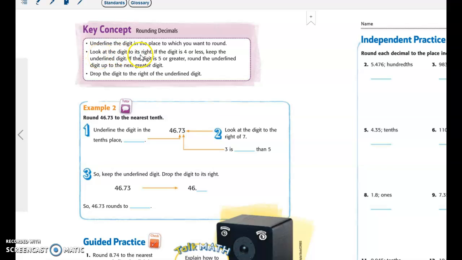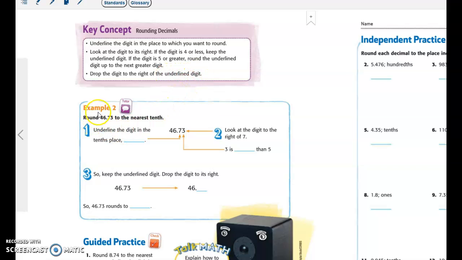Underline the digit in the place to which you want to round. Look at the digit to its right. If the digit is 4 or less, keep the underlined digit. If the digit is 5 or greater, round the underlined digit up to the next greater digit, and drop the digit to the right of the underlined digit. Thank you. So this is basically telling us what we're going to do. It's how we round, okay?